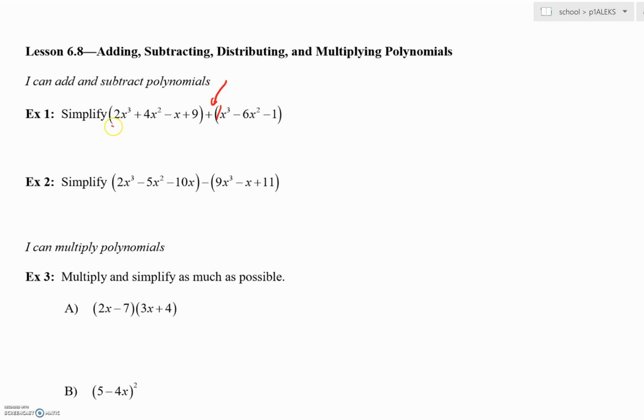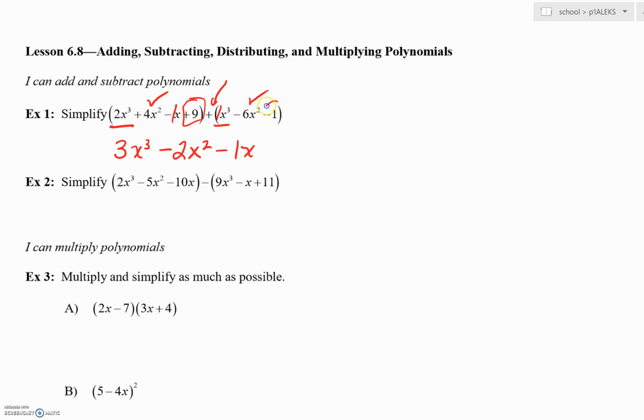This is nothing more than adding like terms. Look at this. 2x cubed plus 1x cubed would be 3x cubed. And we can take a 4x squared and a minus 6x squared. 4 plus negative 6 is negative 2. We've got a negative 1x that cannot combine with anything. And that's going to be okay. So you could write a minus 1x or just a minus x.